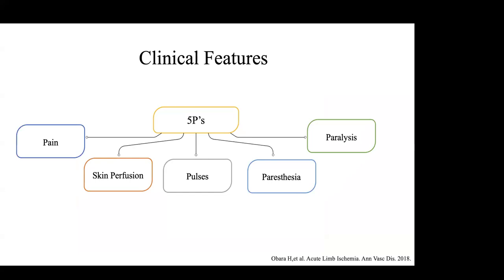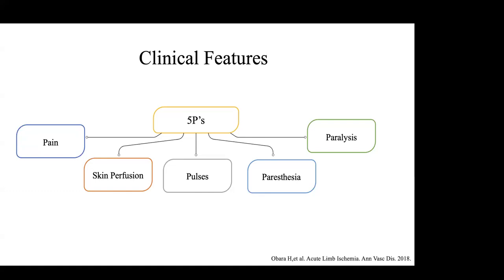Going to the clinical features, the 5 Ps which are associated with acute lower limb ischemia include pain, which is usually located distally in the extremity, and it will keep on increasing in severity and progress proximally with the increasing duration of ischemia. Later, the pain may decrease in severity because of progressive sensory loss.